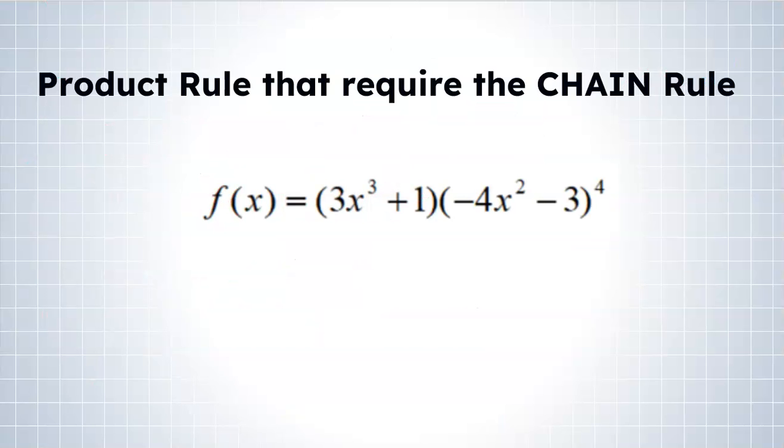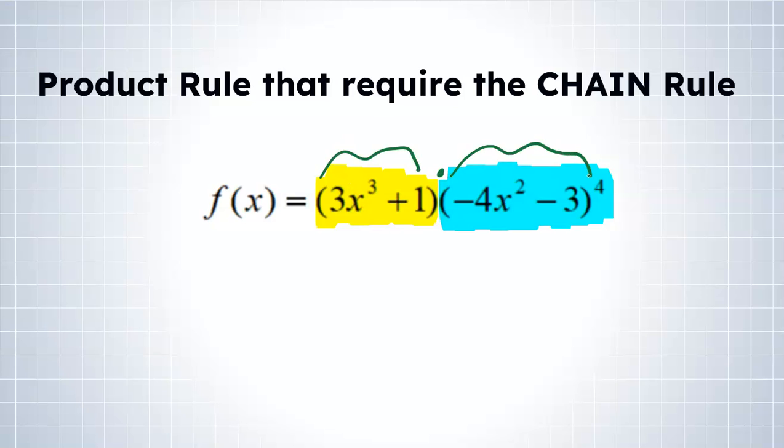So here's an example of a product rule that's going to require the chain rule. We have a function here that is made up of a function 3x cubed plus 1 times a separate function negative 4x squared minus 3 raised to the 4. So perfect opportunity to use the product rule. We have something times something else.